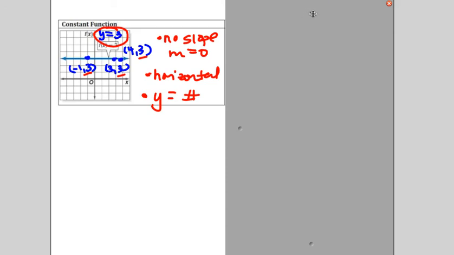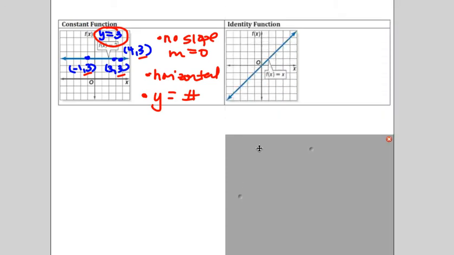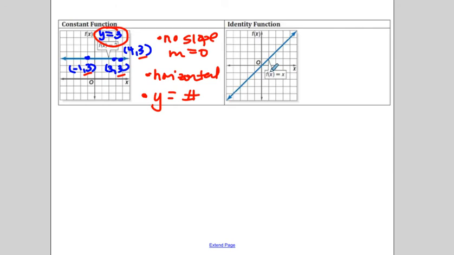Okay. The next one is your identity function. This one is y equals x, or f of x equals x. What is my slope with this one? Well, what's in front of my x? 1. So my slope is equal to 1. And my y-intercept is really my b value. And what does that look like? Well, it's 0. There's nothing written there. My y-intercept is 0 because we're going through 0, 0.